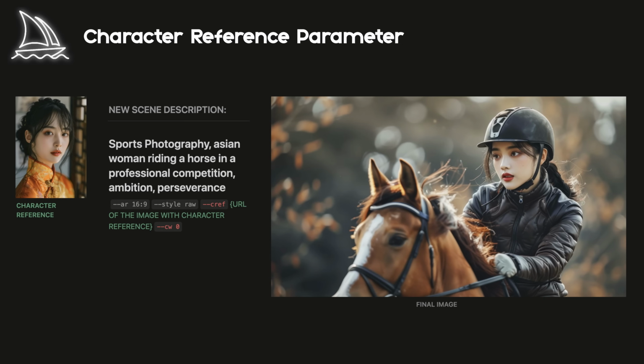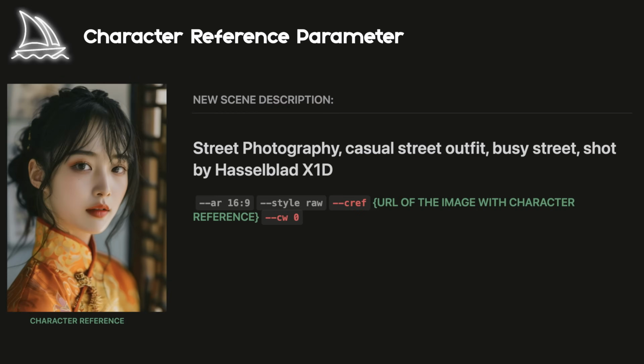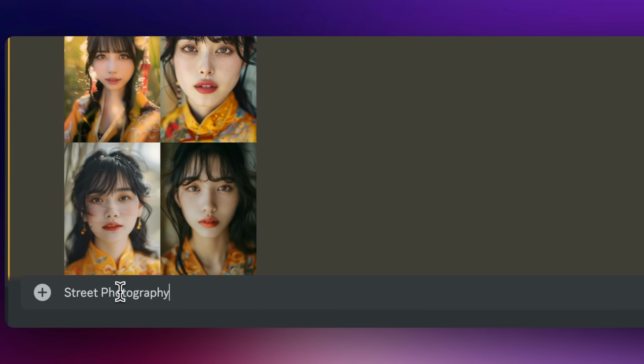In the second step, we will change the photography type with a brand new prompt in a fresh context, while keeping the character the same. Now that I have my character design ready, I'm describing the new scene for my character. Note that I used character weight as 0 because I want the Midjourney algorithm to be able to change the outfit or hairstyle of the character depending on the context. Let's head back to Discord to demonstrate this process step by step.